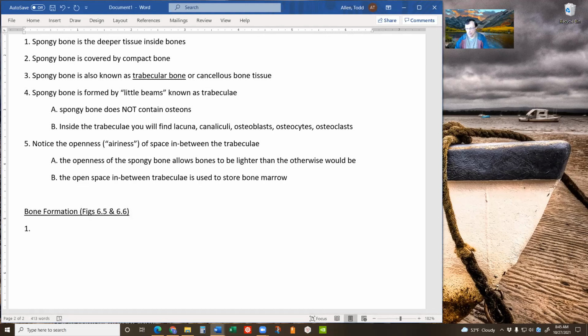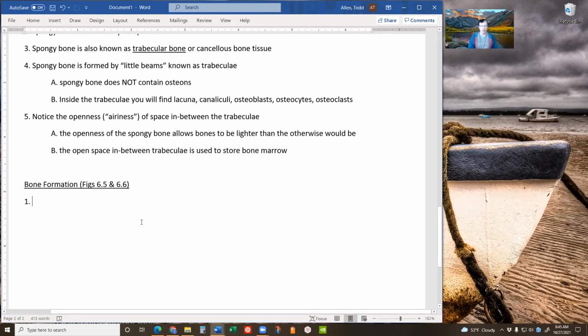Okay, let's start with this. When you say bone formation, there are some fancy vocab words associated with the phrase. Bone formation is more properly called ossification or osteogenesis. So when new bone needs to form, the body will perform the ossification process, the osteogenesis process. Bone formation is more properly known as ossification or osteogenesis.